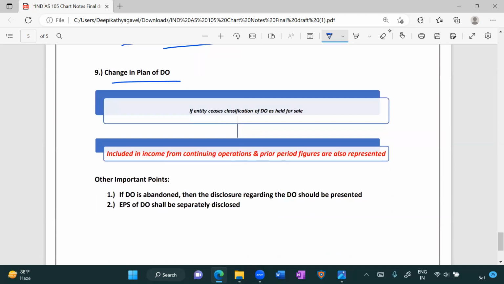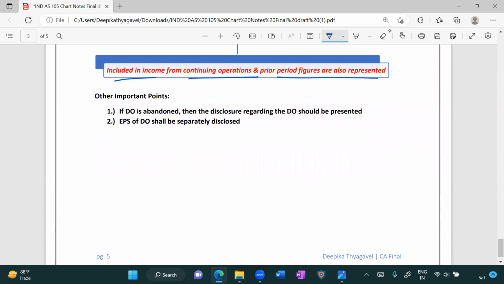Next is change in plan of disposal groups, or change in plan of discontinued operations. Like in non-current assets held for sale or disposal groups, you first classify it under Ind AS 105, then you change your mind and do not want to sell it. A similar thing can happen for a discontinued operation also. The standard says in case the entity ceases the classification of a discontinued operation as held for sale, it will be included in income from continuing operations, and prior period figures will also be re-presented.